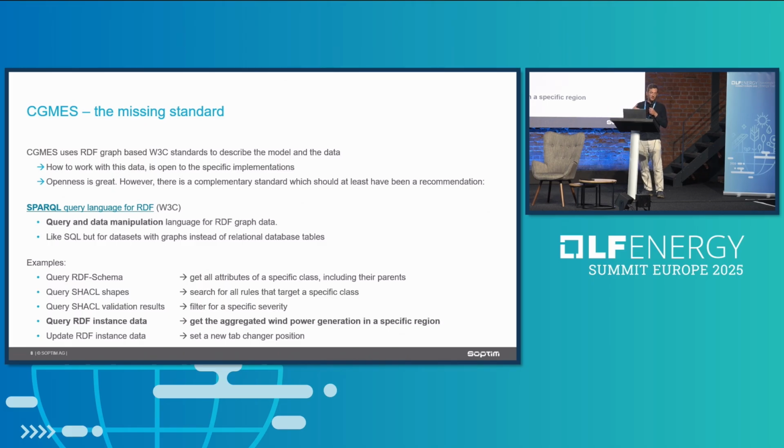When you have the validation results, you can filter for severity. And when you have instance data, you can get the aggregated wind power generation in a specific region. You can even update instance data to set a new step changer position. But unfortunately, SPARQL is not even mentioned in the documentation and the standard of CGMES.